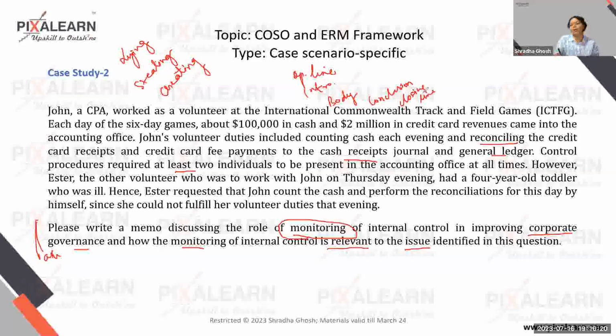Now tell me, how are you going to start? What is the starting para for a case like this? Yes? What is the starting para for a case like this? Yes, guys?